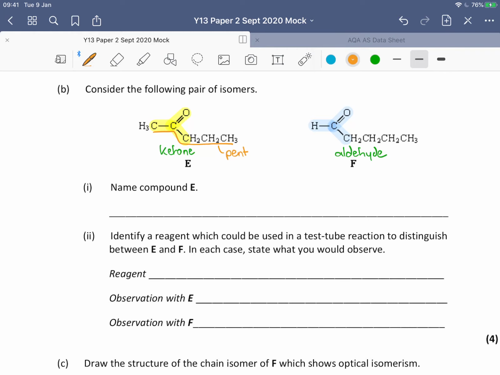We can see that it has a carbonyl group, basically what I've highlighted in yellow, right? In the yellow, we've got a carbonyl group, and the carbon in the carbonyl is bonded to 2 other carbons. So that makes it, and we've said already it's a ketone, so that's going to be one.